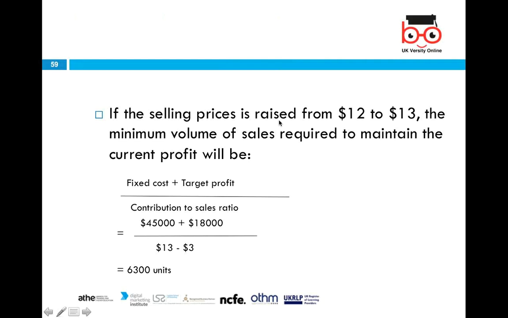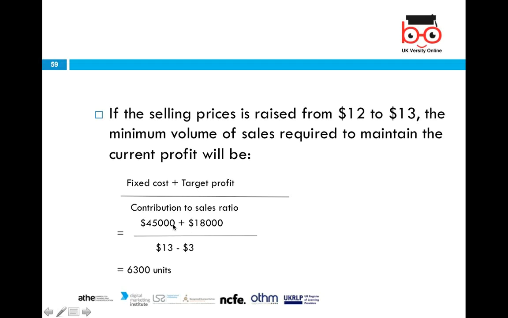So it is similar to the earlier examples, but now the selling price is raised from $12 to $13. So we increase the price by $1. Let's play with the numbers. If you increase the selling price by $1 from the previous price, what will be the minimum volume of sales required to maintain the current profit?